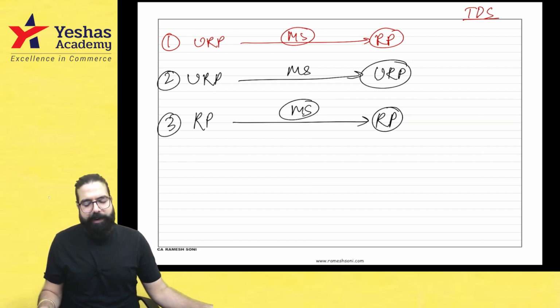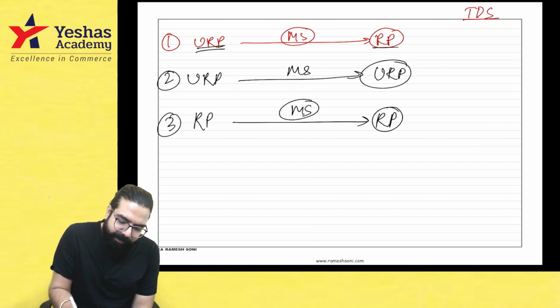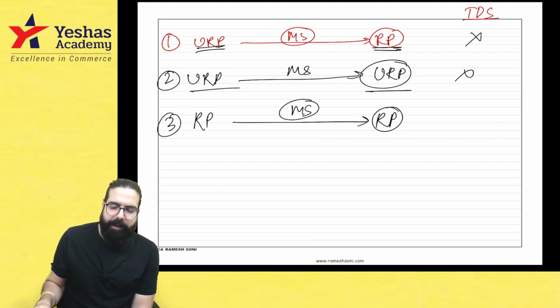In which category will TDS come? Can you please comment and tell me, everyone? Quickly tell me. Sir, see here. First one, registered to registered, TDS is there. Here, TDS will not come. Second, unregistered to unregistered, sir, nothing here.